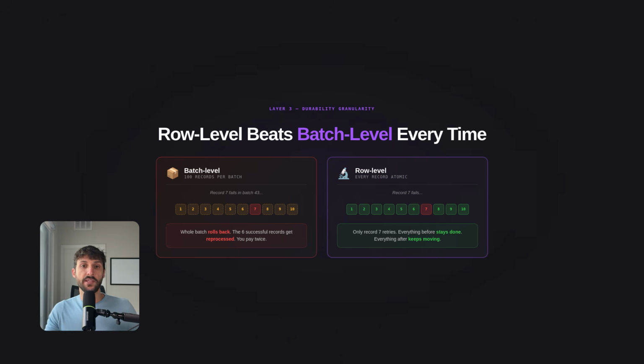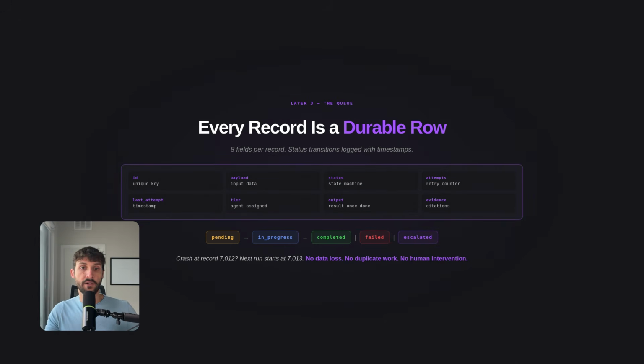A lot of people try to do this at the batch level: run a batch of 100 records, save the result, run the next batch. That sounds reasonable until the 7th record in batch 43 fails and the entire batch rolls back, including the 6 records that succeeded. Now you're reprocessing work that you already paid for. Row level durability never has that problem.